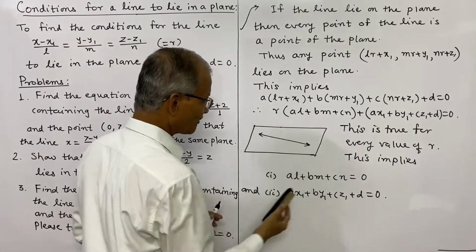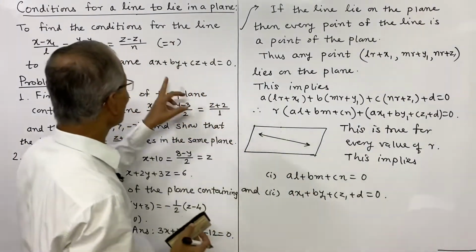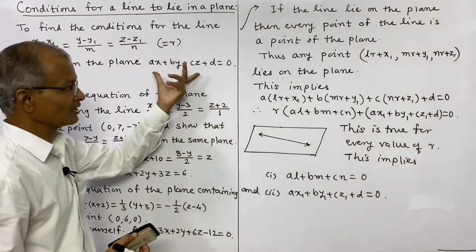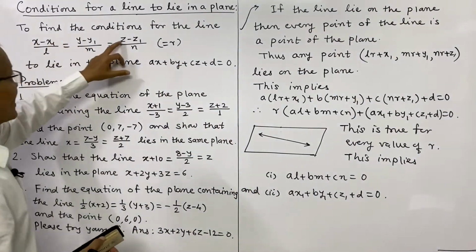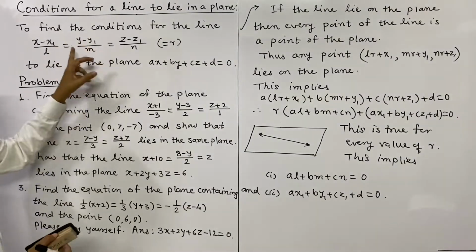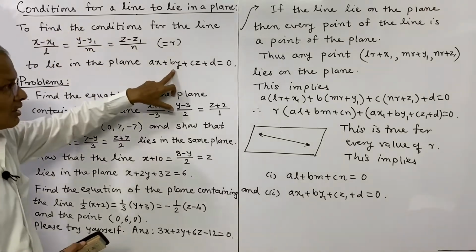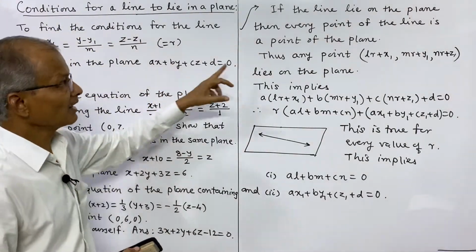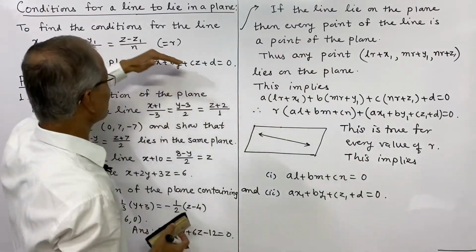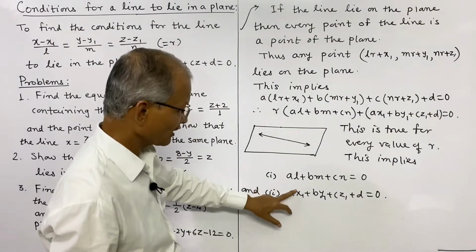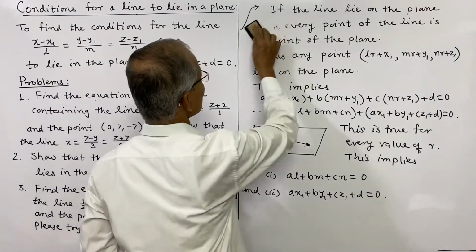Now what is the meaning of the second condition? The second condition says A x1 plus B y1 plus C z1 plus D is equal to 0. That means the point (x1, y1, z1), through which the line passes, is a point on the line and also a point of the plane. Every point of the line is a point of the plane, and this is the geometrical meaning of the second condition. So we can state these two conditions.